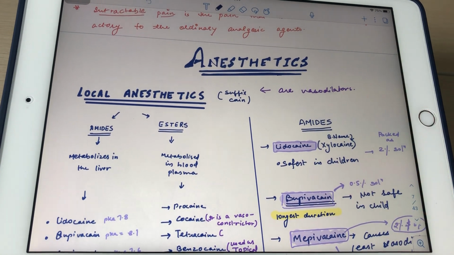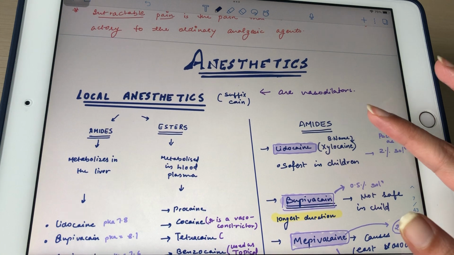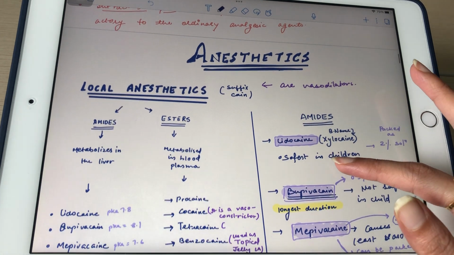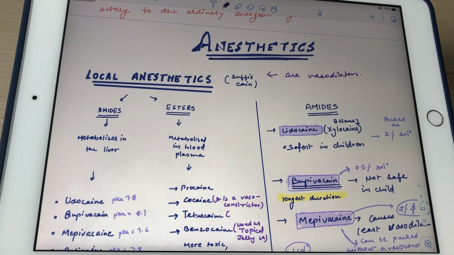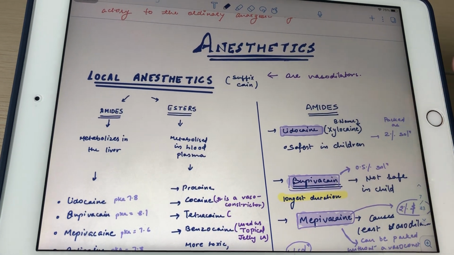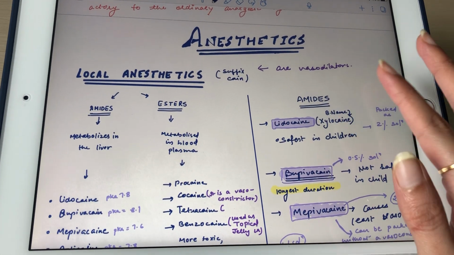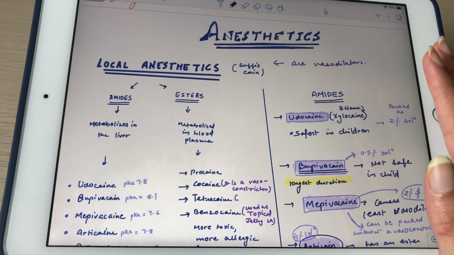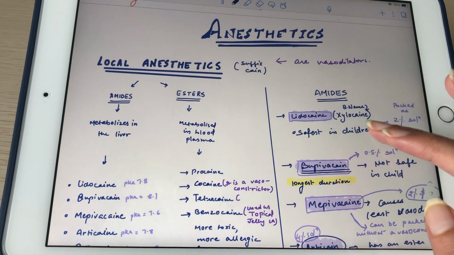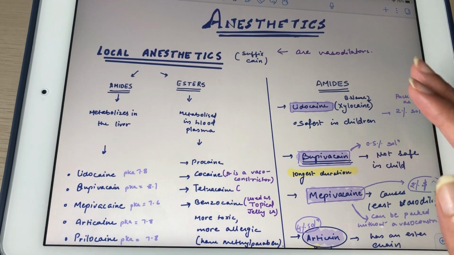Hello everyone, let's study about the anesthetics. Anesthetics are of different types, but here in this video we'll be studying about local anesthetics. Local anesthetics have the suffix "caine". These are vasodilators.